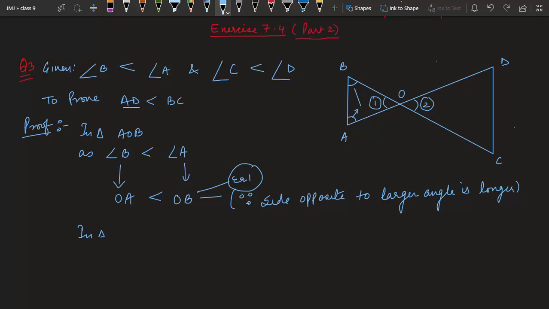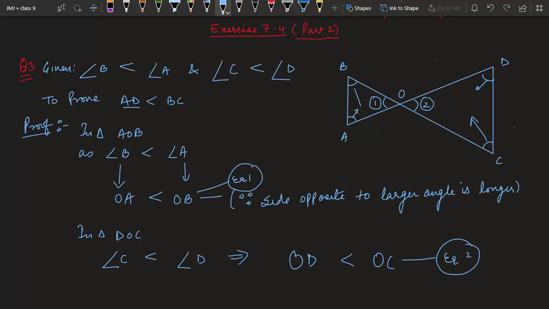Similarly, in triangle DOC, given to us is angle C is less than angle D, which implies that side opposite to angle C is OD, OD is less than the side opposite to D, which is OC. So this is equation number 2. If you compare equation 1 and 2, they both have the sign of less than, and it will be okay to add these two. Let me write it again, one second.